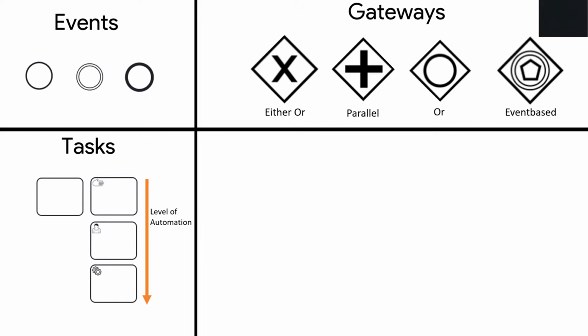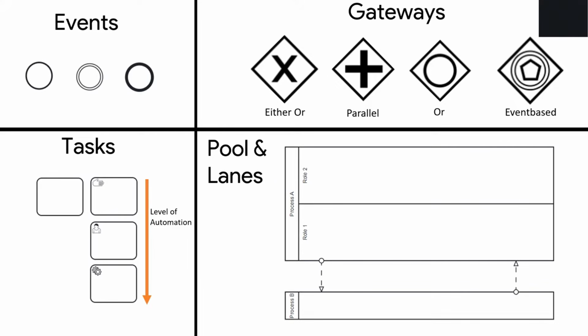Then the last bit of theory I want to discuss are pools and lanes. Basically, pools and lanes are there to describe different roles and to showcase who is doing what in a process. For example, here you can see we have 2 different pools, process A and process B, each one is a pool. And in process A, we have multiple roles, which are lanes in the end. And these 2 processes are communicating via the message flow.